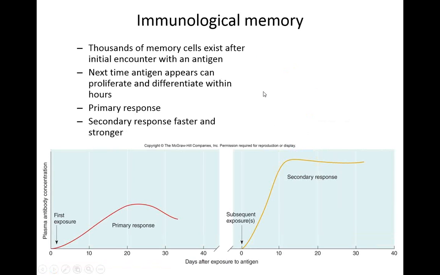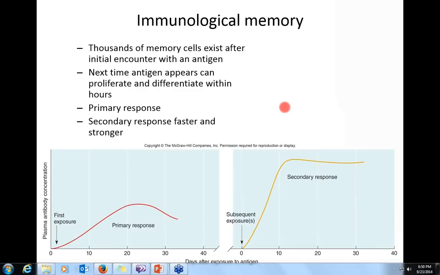Immunological memory. Here we're dealing with the difference between the active lymphocytes and the memory lymphocytes. And this is kind of the basis for why we have vaccines. You have thousands of memory cells. So once the pathogen appears for a second time, they can differentiate between ours. So here's a primary response.